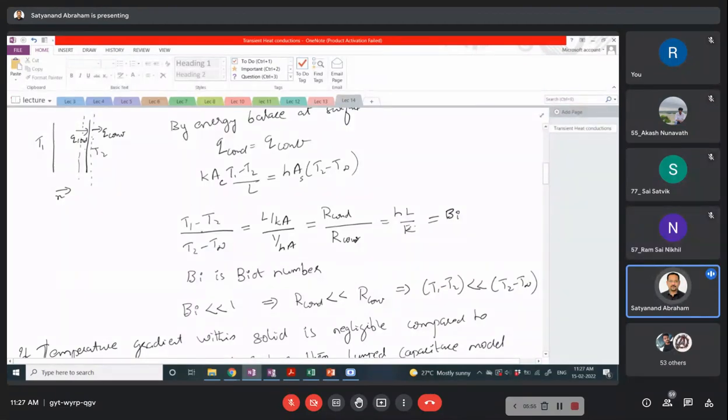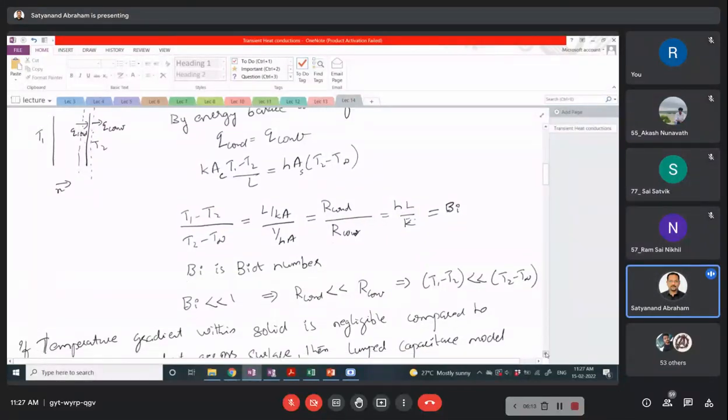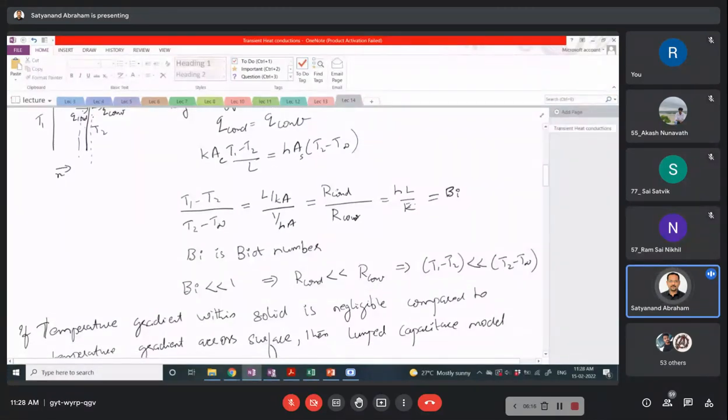So the temperature gradient within the body is ignored compared to the temperature difference between the body and the ambient if there is a number known as the Biot number, which is much less than 1, where the Biot number is hL by k. So therefore, we can see that the conduction resistance within is going to be much less than the convection resistance. Okay, so conduction resistance within being small means the heat is transferred within the body very easily, even with very small temperature differences.